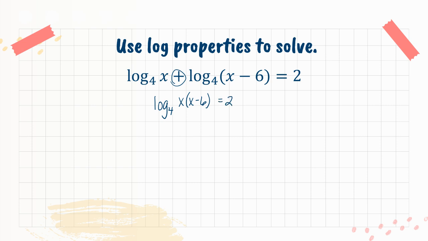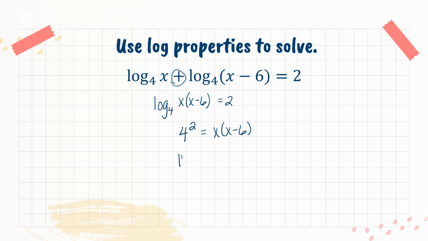Now, first thing I want to ask myself is, do I have a log on each side that I can cancel? The answer here is no, which means that canceling logs is not an option. My second option then is, do I need to rewrite this in exponential form? I can. My base is 4, my exponent is 2, and that's equal to my answer, which is x times x minus 6.